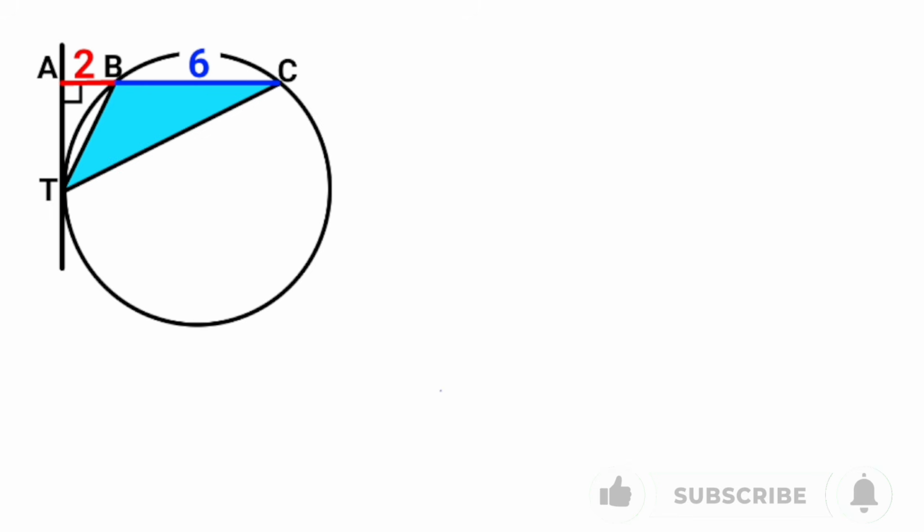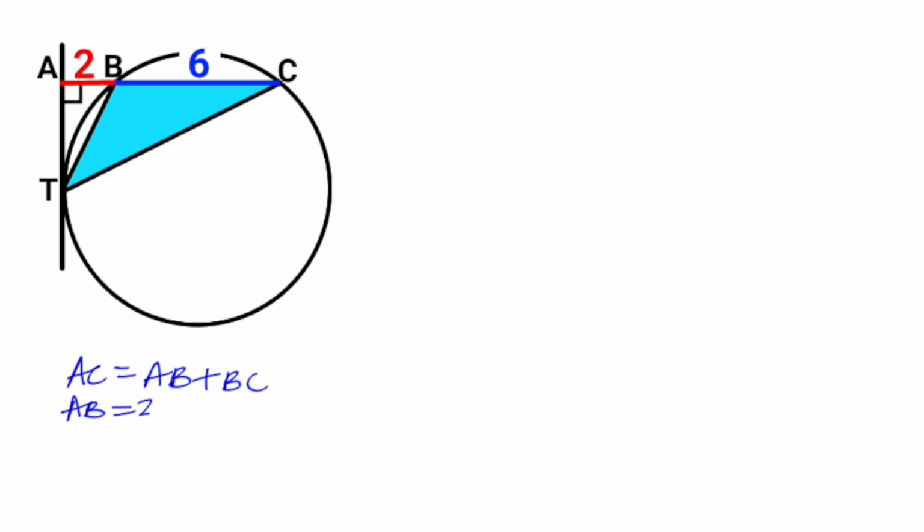Also, feel free to pause the video and give it a try, and tell us your answer in the comments section. To solve this problem, first, let's find the total length of the secant segment AC. The points A, B and C lie on a straight line in that order. Therefore, the total length of the secant line segment AC is equal to AB plus BC. AB is equal to 2. BC is equal to 6. Therefore, AC is equal to 2 plus 6, which is equal to 8.